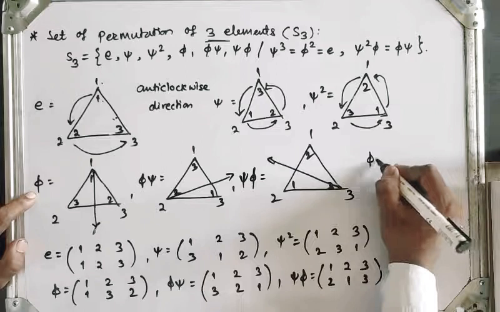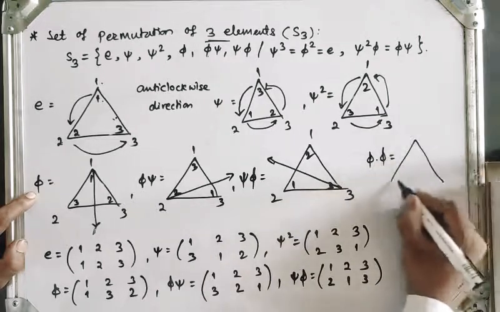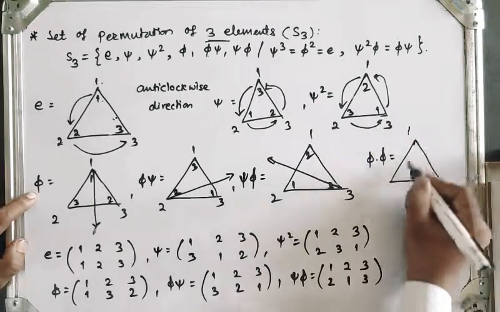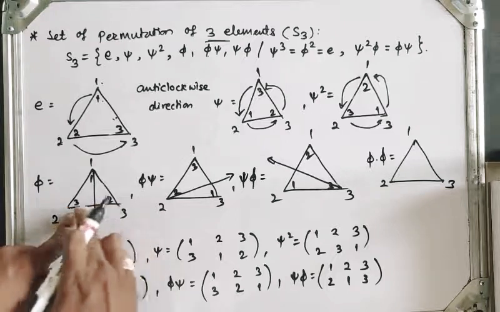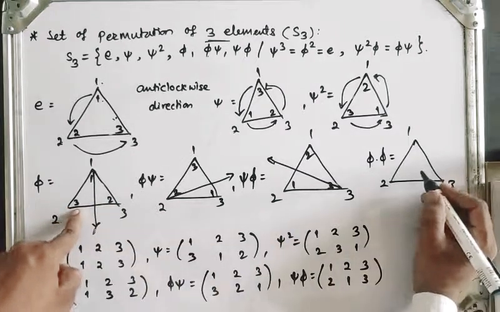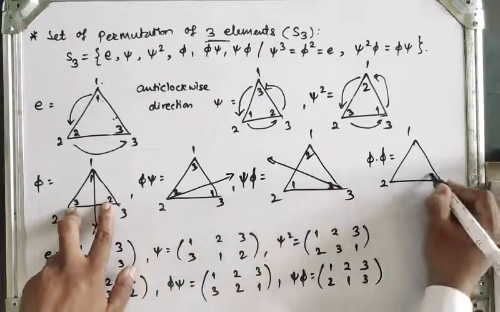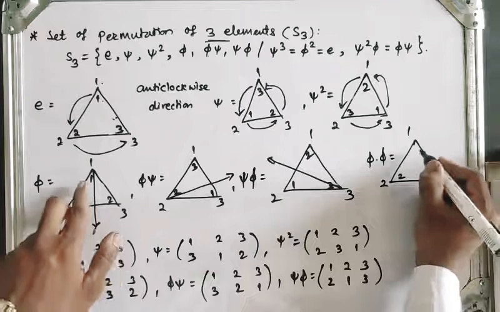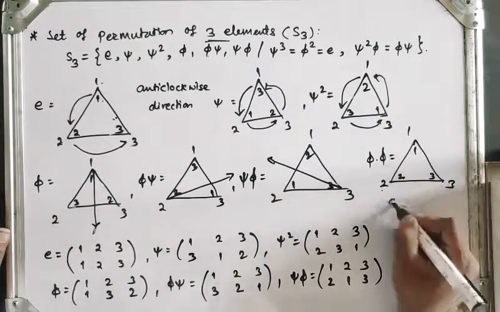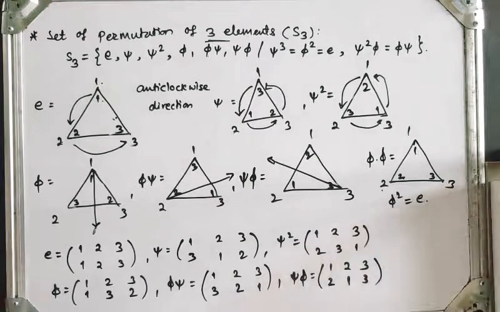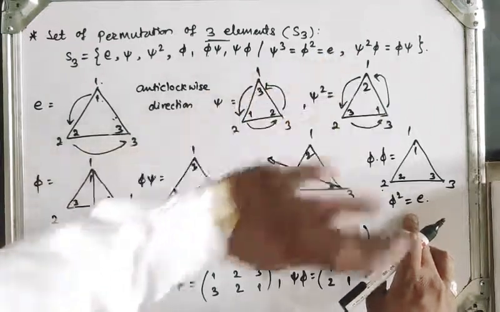Phi composition phi: in the element phi I have taken 1 constant, 1 2 3, so this is the interchange of these two elements. After interchanging these two elements, I get 3 and 2, where 3 goes here and 2 goes here, and 1 stays as it is. So 1 goes to 1, 2 goes to 2, 3 goes to 3, which means phi square is again identity. So psi cube is equal to phi square, which is equal to identity.